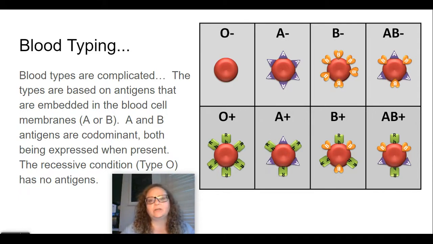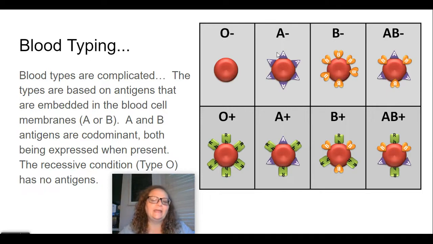The first thing I want you to understand is that A and B are codominant. Just like co-parenting means they both show up. So this is not a blended case. This is a both will be there case. Okay? So A and B are codominant. O is recessive. So if you have a recessive allele here, you're not going to have any antigens. Well, if you get 2 recessive alleles, you're not going to have any antigens.